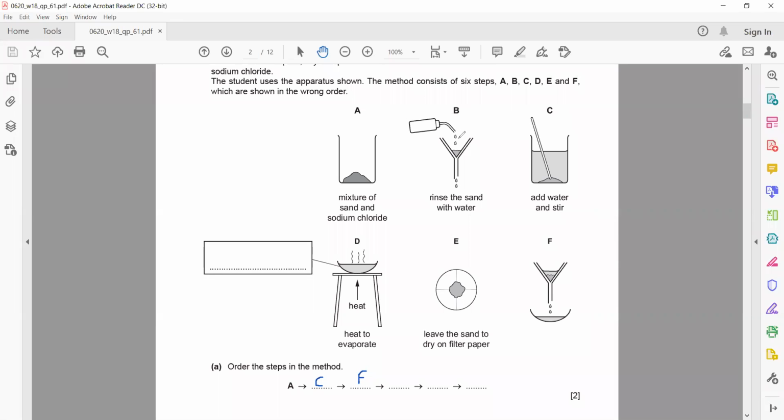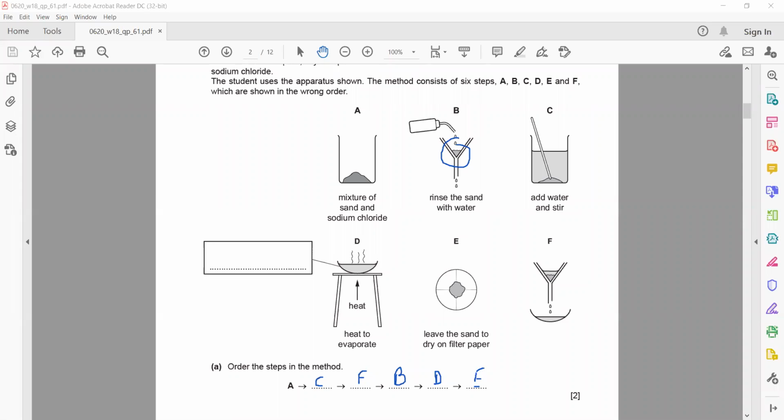Why do we rinse the sand with water? What could be the reason? After F, two possibilities are there. We can rinse the sand with water so that if any trace of salt is left, it passes through the filter paper, and then we can use evaporation at the last. It can be BDE. This is one possibility.